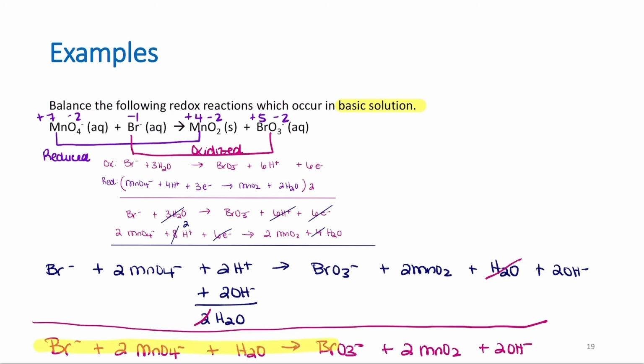So you can see it is a longer process if you're balancing under basic conditions, but you have to be aware of what you're doing. You have to be aware this is going to happen.